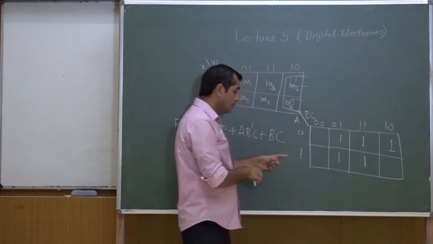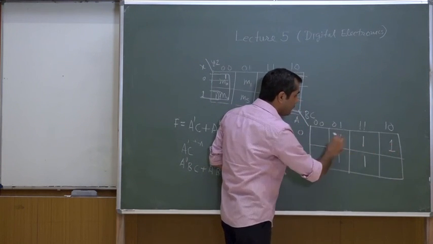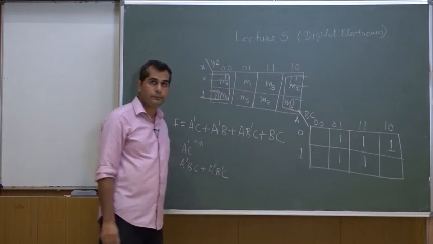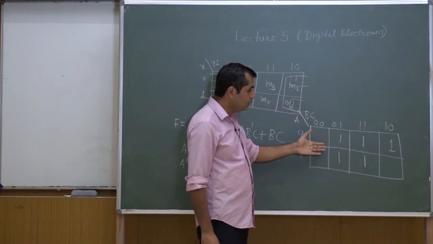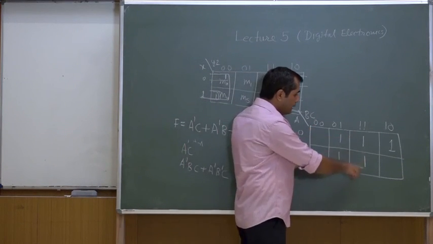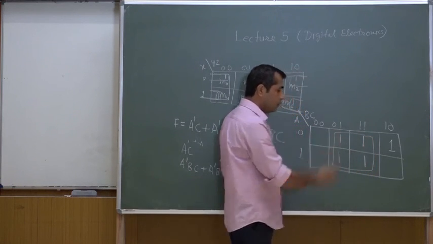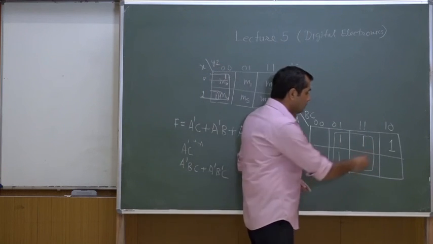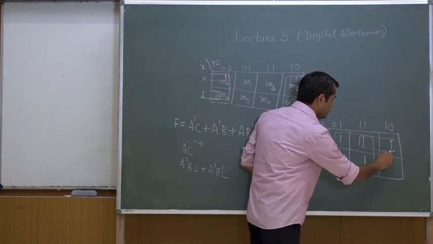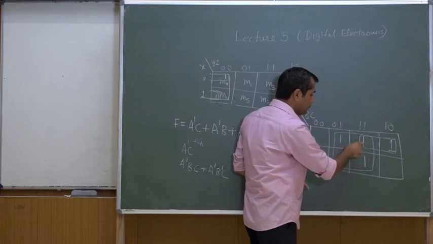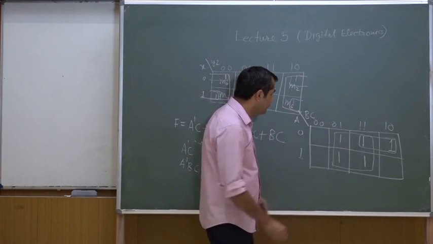If I had A bar here, that means all 1 for this row, okay. Is it clear? Now, you can just adopt the same procedure to make a group. We have 4 ones here, so I will make a group of these 4 ones, okay, and then 1 is left here, so that 1 can be joined together with this 1, okay, and for these 4 ones, what will I have to write?